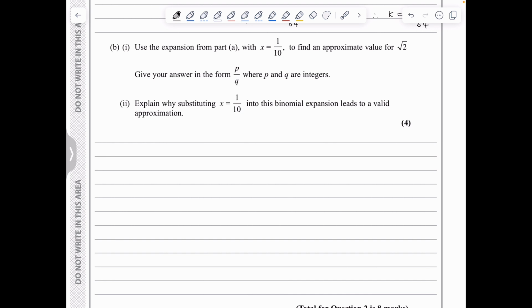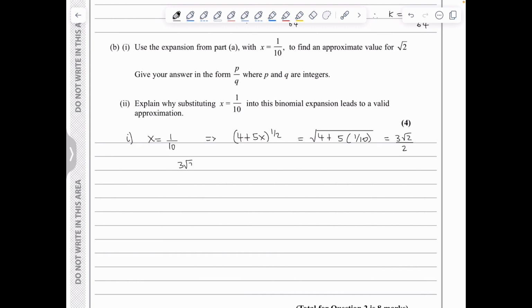Well, let me start by substituting x is 1 over 10 into the original expression. This means that the (4 plus 5x) to the half becomes the square root of (4 plus 5 times 1 over 10), and this is equal to 3 root 2 over 2. This simply means that if I substitute x is 1 over 10 into the expansion we just obtained, we will be obtaining an estimate for 3 root 2 over 2.